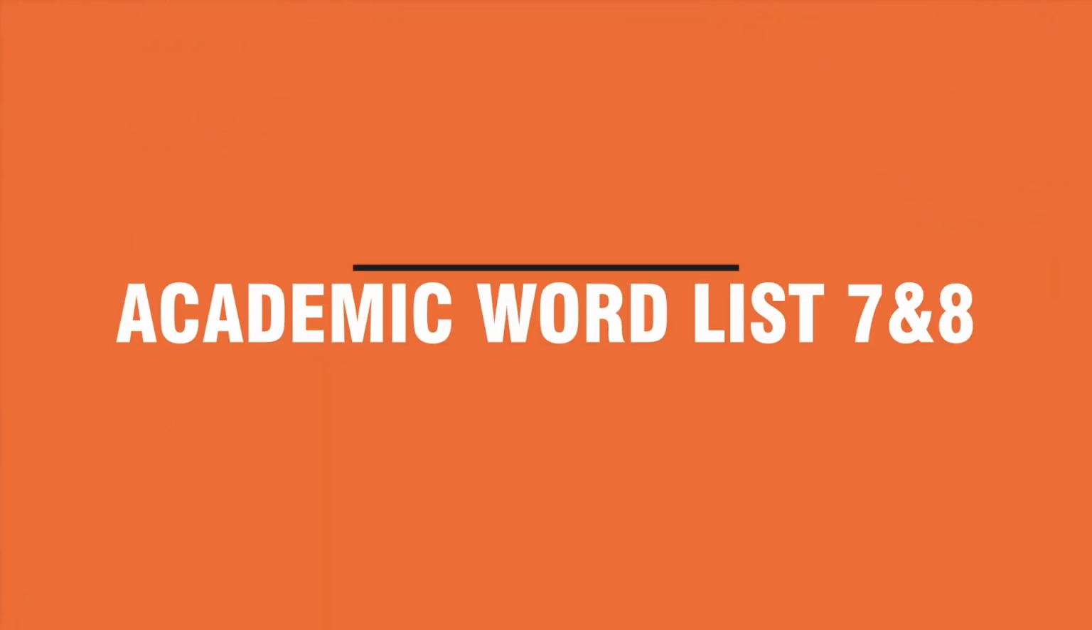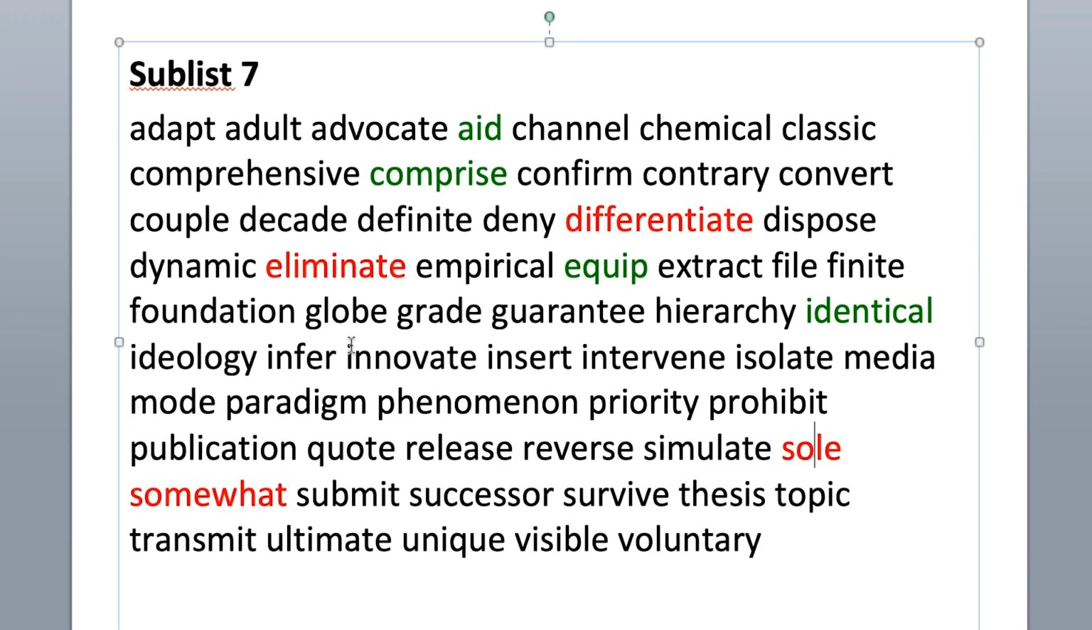Okay, hello everyone. So today we are going to continue with sublist 7 and 8 of the academic word list. So as you can see here, we have sublist 7. All the words highlighted in green are not going to be discussed carefully. We are only going to talk about the words in red in detail.